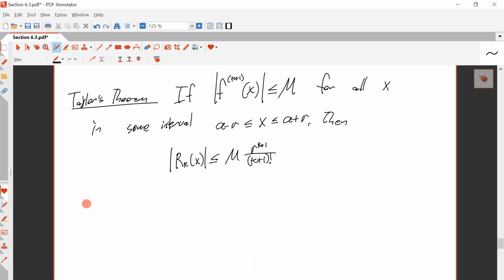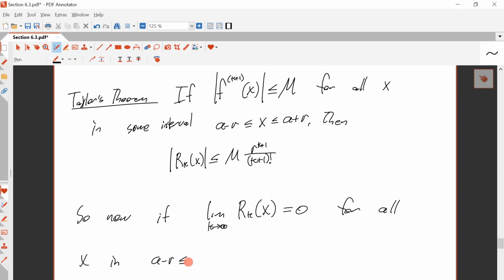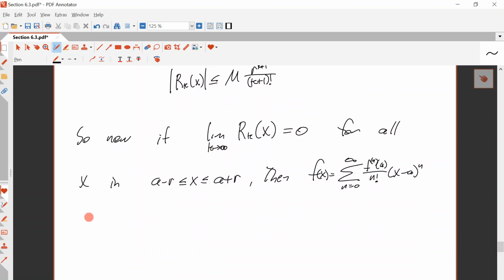And now, if R_k of x converges to 0, the limit as k goes to infinity of R_k of x equals 0 for all x in a minus r less than or equal to x less than or equal to a plus r, then f of x is equal to its Taylor series, the sum of f^(n) of a over n factorial times x minus a to the n, for all x in this bounded interval here.